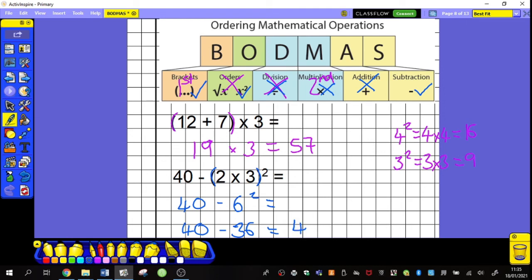Now, you could be asked to find something cubed. So if I had, for example, 5 cubed, then I know that just equals 5 times 5 times 5. So you notice how when it was 3 squared, there were 2 of them, and when it was something cubed, there are 3 of them. Okay, 125 would be the answer to that.